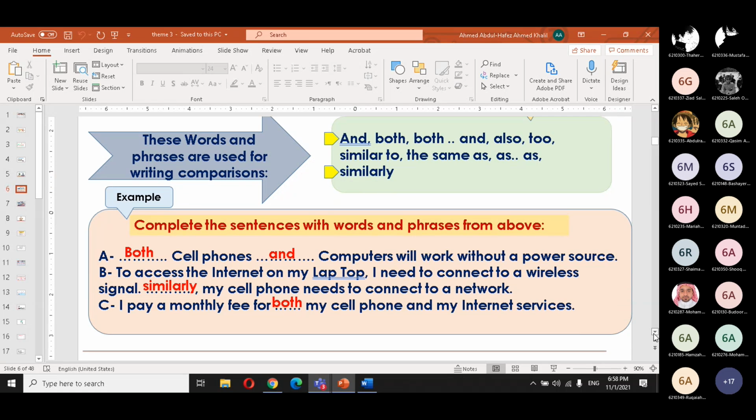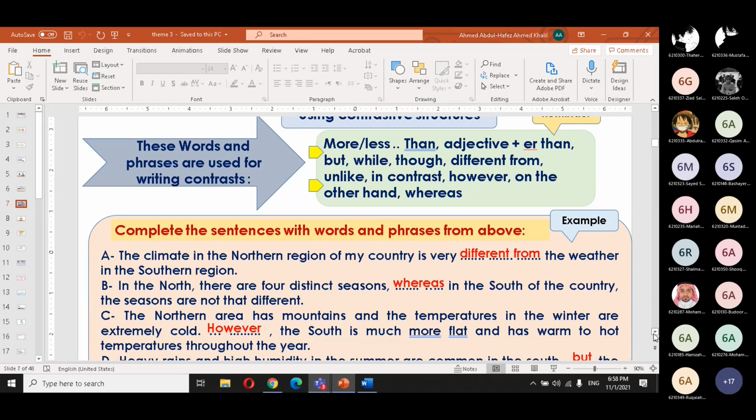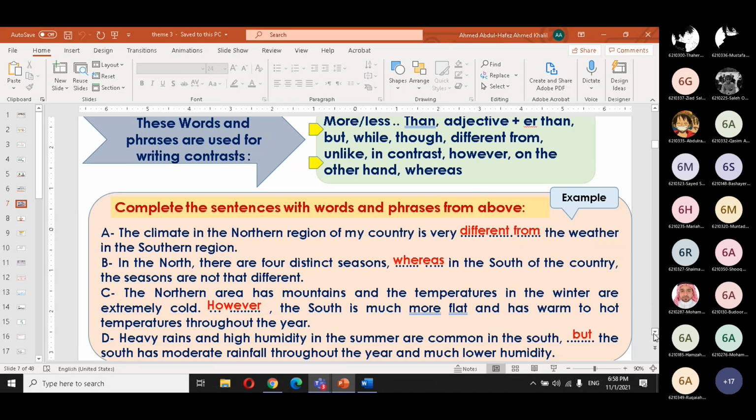Okay, if you talk about differences, you use other words. When you say the climate in the northern region of my country is very different from, you are contrasting. You are talking about the differences. It's very different from the weather in the southern region.